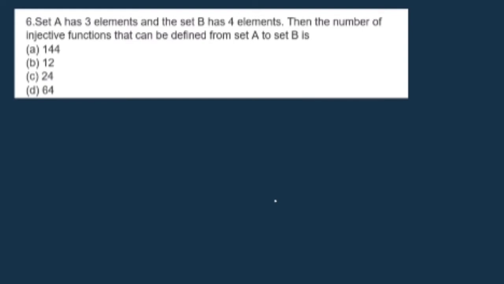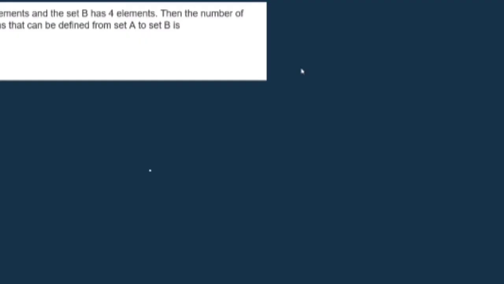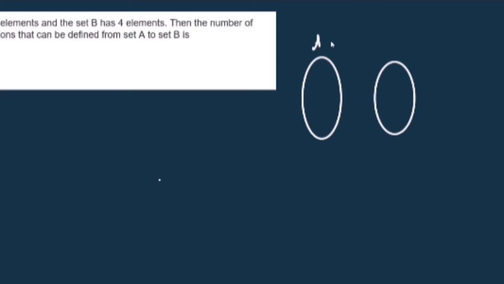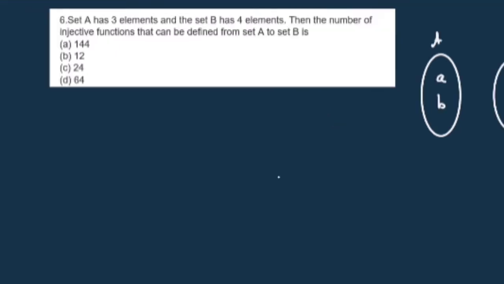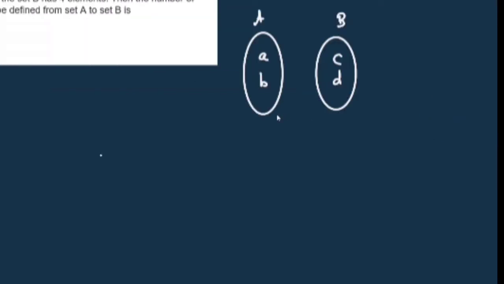The set A has 3 elements, set B has 4 elements. Suppose you have two sets, set A and set B. Suppose there are only 2 elements in A, and C and D in B. Injective means one-to-one. So how many one-to-one functions are possible?